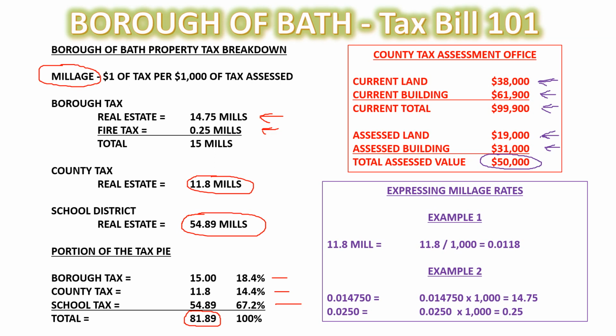The bottom right-hand corner box in purple is just expressing millage rates in different ways. A tax bill may show it as, for example, 11.8 mils. If you do the conversion on that to get the decimal, it's just 11.8 divided by 1,000, and that's what the decimal would be.